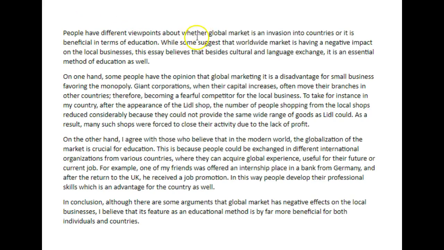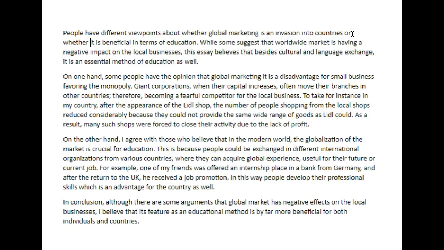So people have different viewpoints about whether global marketing is an invasion into countries. Here I would use whether again, or whether it is beneficial in terms of education. While some suggest that worldwide marketing is having a negative impact on local businesses, this essay believes that besides cultural and language exchange, we could even say advocates that, just to be a bit more advanced in our language.